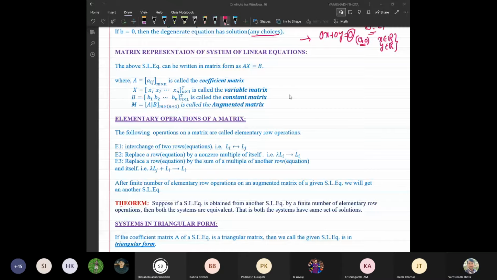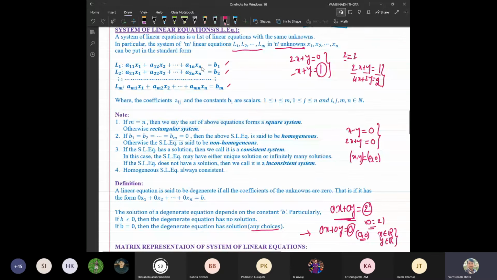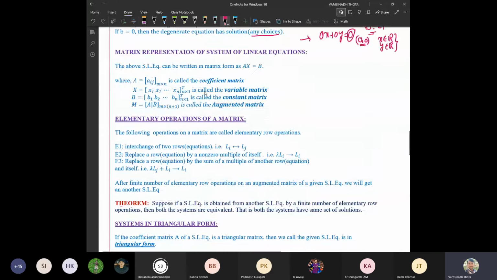Okay. So the matrix representation of a system of linear equations. This one you already know. Assume that this matrix representation is for the system I have given earlier. How many equations are there? M equations. How many unknowns are there? N unknowns. If you write the matrix representation for the above system, the first thing you get is A, called the coefficient matrix. It consists of all the coefficients, where each row represents one equation.